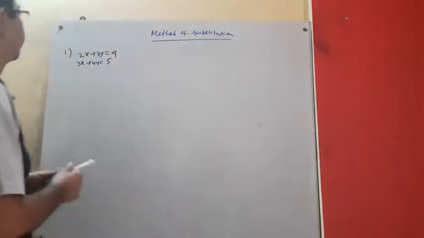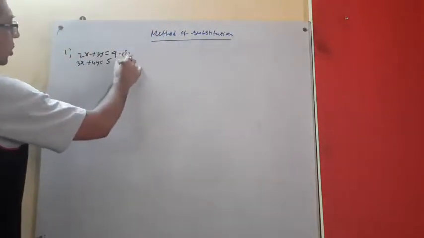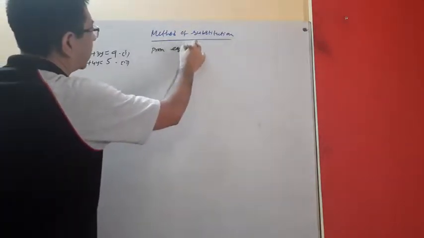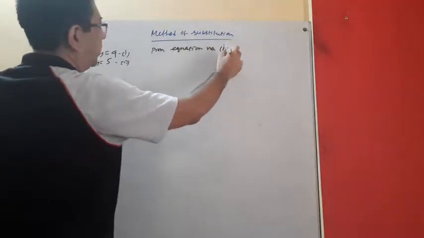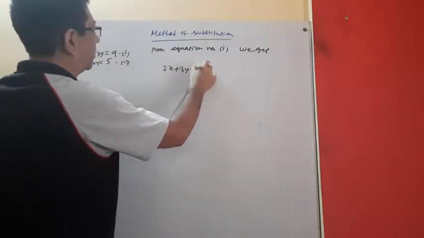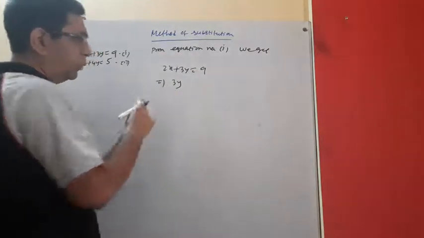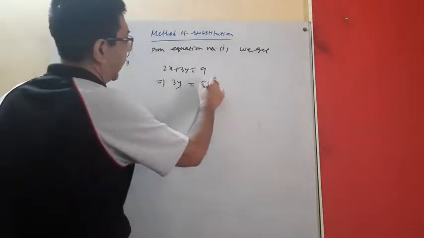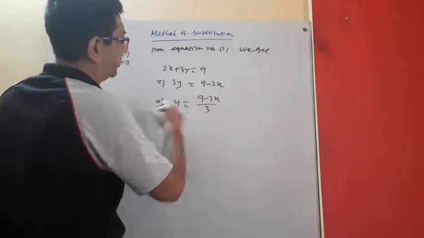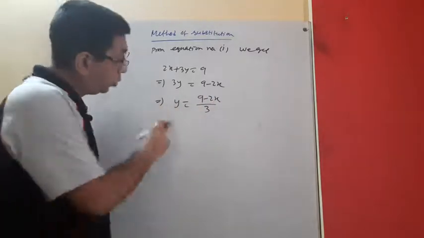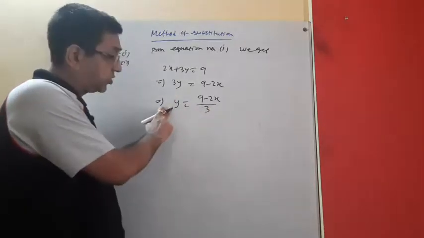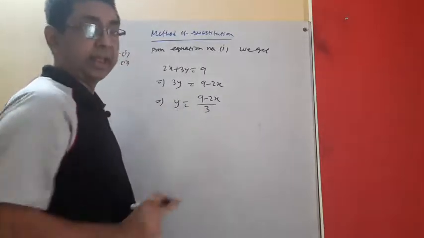Okay, let's try. This is equation number 1, this is equation number 2. From equation number 1 we get 2x plus 3y equal to 9. Suppose we are finding the value of y: y equal to (9 minus 2x) by 3. This is the value of y. Look, we have expressed y in terms of x.